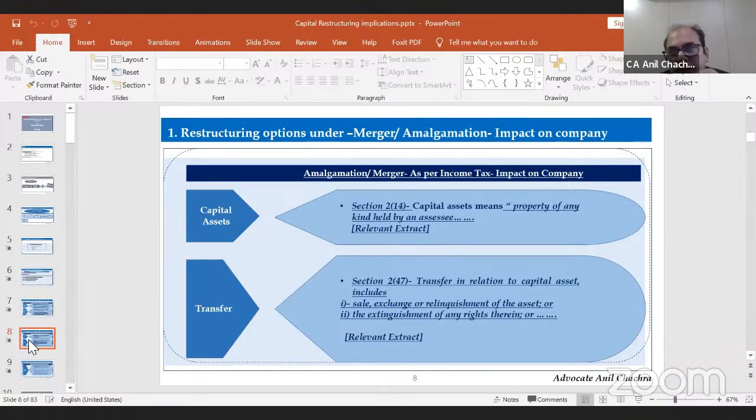So what is the meaning of transfer? Section 2 clause 47 says that transfer in relation to a capital asset includes, because it is an inclusive definition, sale, exchange, or relinquishment of the asset, or extinguishment of any rights therein. This is a very important one, the extinguishment of any rights therein, as far as the capital restructuring part is concerned. So what is the meaning of the extinguishment of any rights? When the shareholder transfers the shares from the amalgamating company to the amalgamated company, whether it will be called a transfer or not, we will discuss in the subsequent slides.